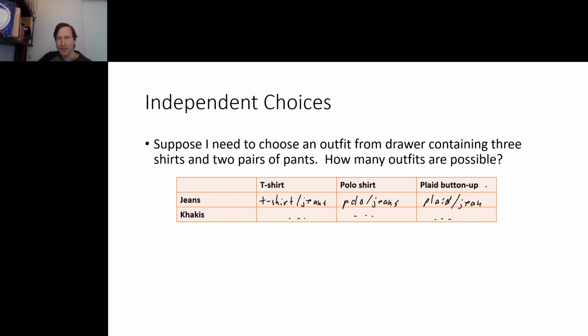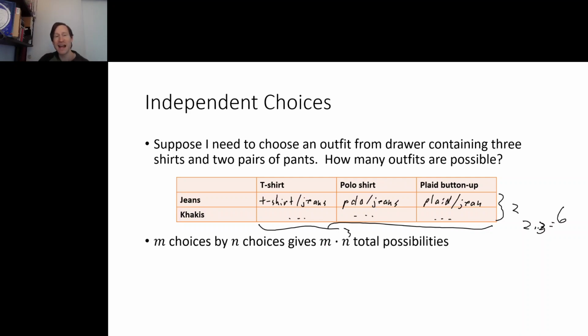So because my choice of what pair of pants to wear is completely independent of my choice of what shirt to wear, we can totally fill out this table where there's 1 row for each pair of pants and 1 column for each shirt. And there are 2 pairs of pants that I might choose and 3 shirts that I might choose. And if you count up all the individual outfits that I could have, there are 6 of them. And that's not a coincidence, because 2 rows times 3 columns is 6. And actually that happens in general.